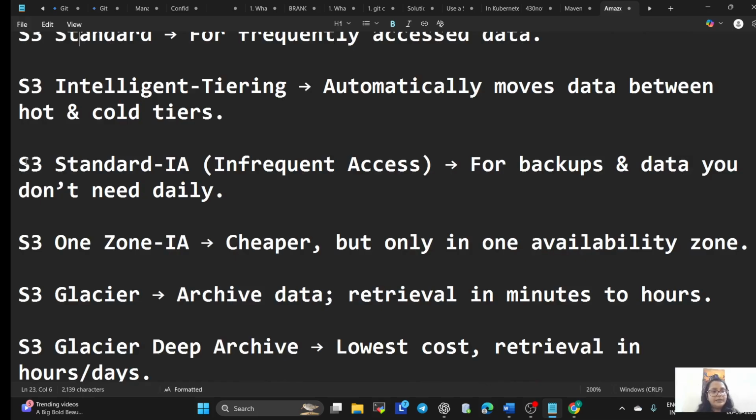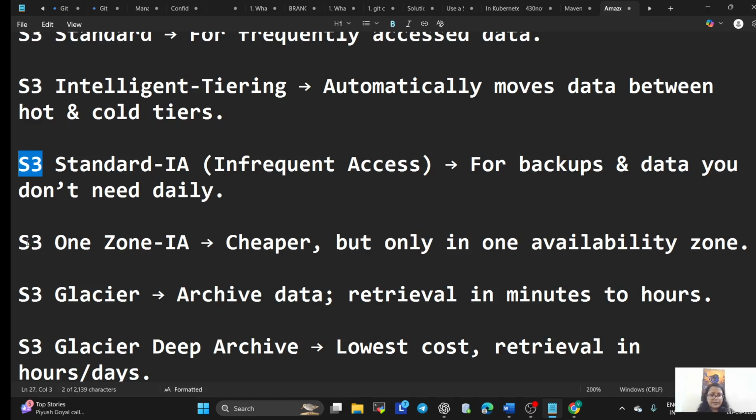The third one is S3 Standard-IA. IA is nothing but infrequent access. We use it for backups and data you don't need daily. If some data is there, say a log from 3 months before, and you don't want to check it on a daily basis, at that time you can use this.